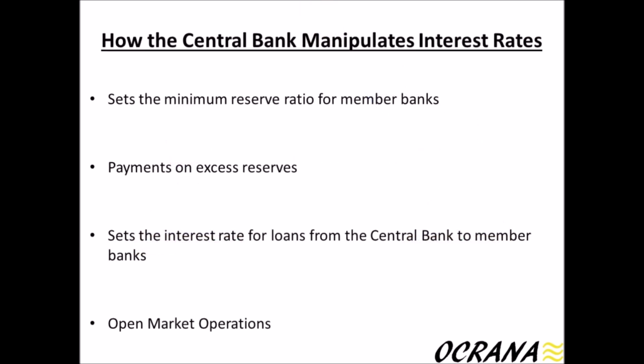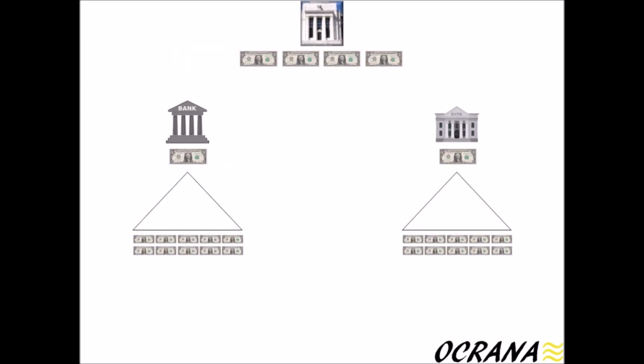The next way that central banks can manipulate interest rates is to set the interest rate for loans from the central bank to member banks. If a private bank extends too much credit and is at risk of experiencing a bank run or falling below its minimum reserve requirement, it can then turn to the Fed and ask for a loan. And as it's the lender of last resort, the central bank will issue the loan, and the interest rate that it charges on the loan is known as either the interbank rate, the cash rate, or the Fed funds rate.